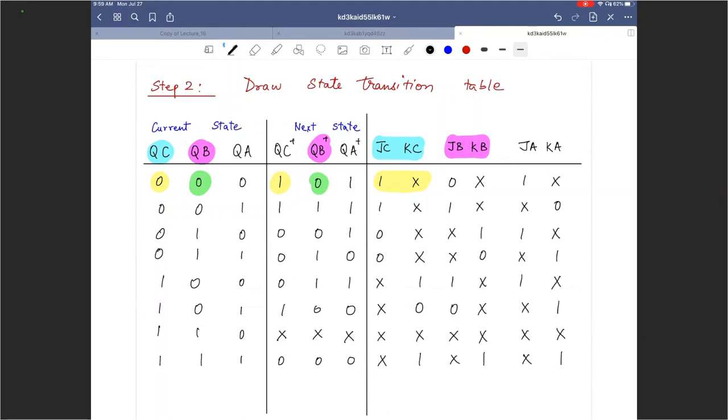Now, once I have my state transition table complete, and all of this is based on the excitation tables here, I need to use 6 3-variable K-maps to write JC, KC, JB, KB, JA, KA in terms of QC, QB, and QA. So that's my next step.